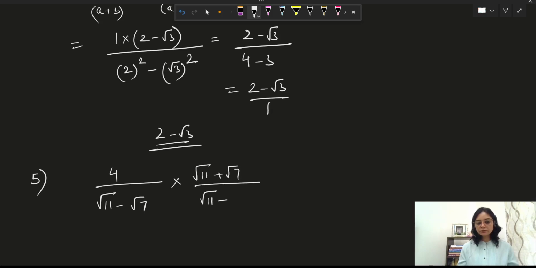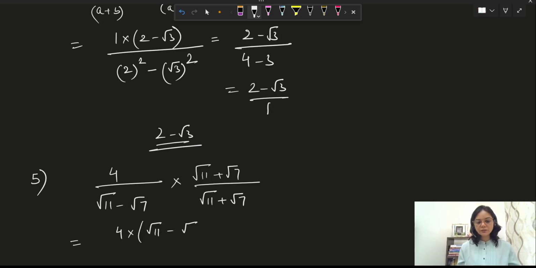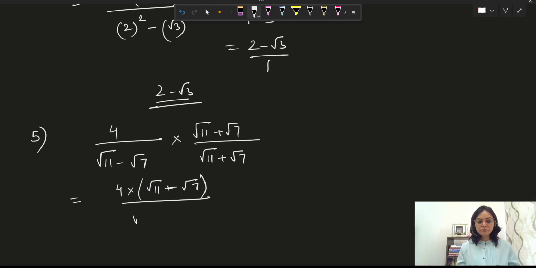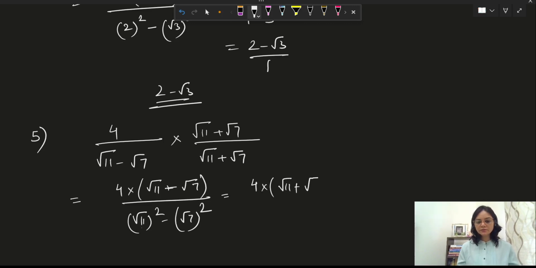Whenever you have two terms, you have to do it like that so that you get a square thing. You can change it in the form of a square minus b square. So here 4 multiplied by root 11 plus root 7 divided by root 11 square minus root 7 square. Do not take this 4 inside, because 11 minus 7 you know is 4. You can cancel it out. So it's 4 into root 11 plus root 7.